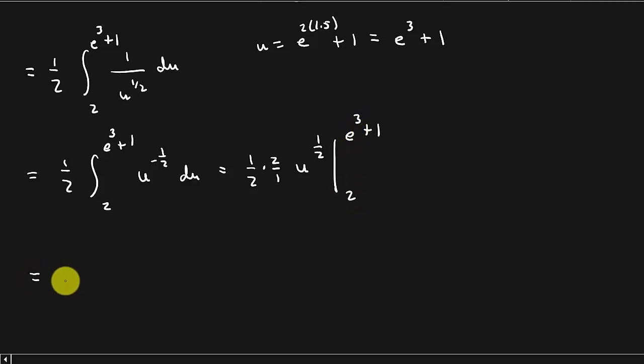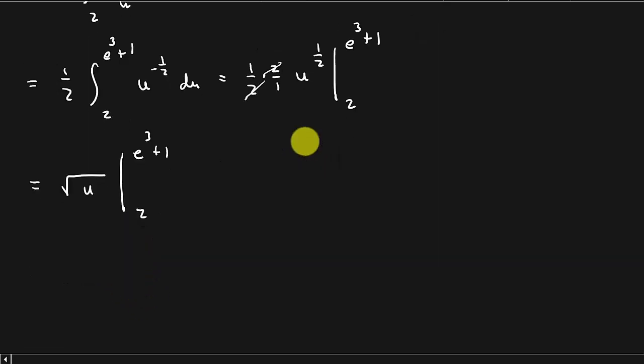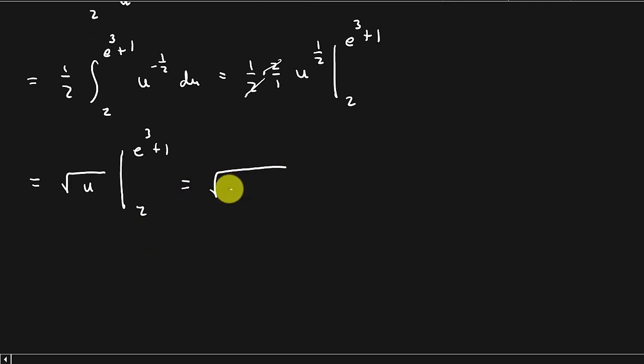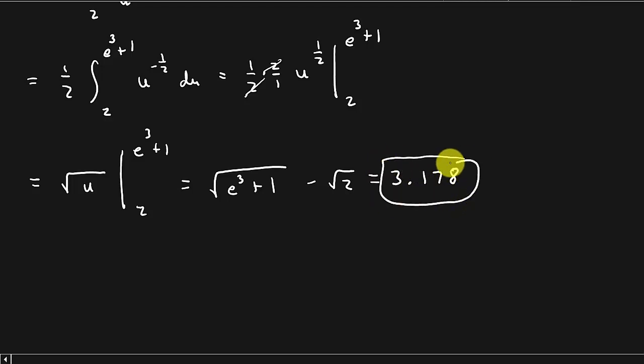And so let's just write this as square root of u. Let's change that to square root. This goes out to 1. And that's going to be 2 to e cubed plus 1. And so this is going to be the square root of e cubed plus 1 minus the square root of 2. And when you punch all that into your calculator, you end up with 3.178. And that's your answer right there. All right. And that's the end of the video.